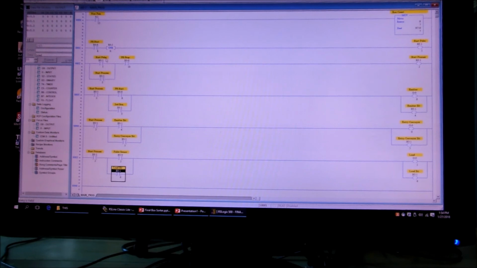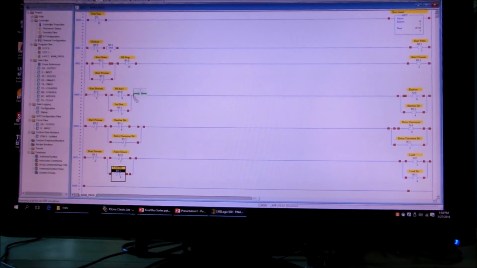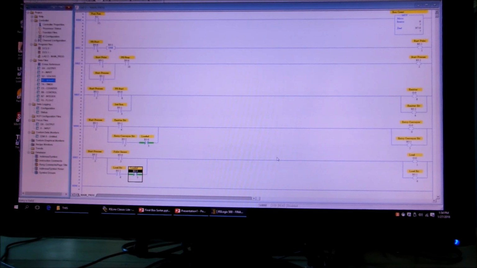Now for both of these, we have what latches them in. For this one and for this one, it's going to be the loaded signal, which is our capacitive sensor. That is going to be the signal that breaks or interrupts the circuit, and that'll be that guy for both. So now we have it all the way to the front. Now we're just going to take a break and come back.